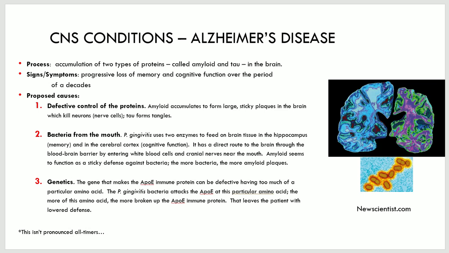So that's Alzheimer's in a nutshell. Again, you don't need to know the very, very specifics of like the bacteria, the immune protein or whatever. Just know the proposed causes are defective proteins. So amyloid or tau. Know those 2. Know that it's genetics that can play a factor in this, and then know that bacteria from the mouth is a relatively new idea of what could be causing Alzheimer's.